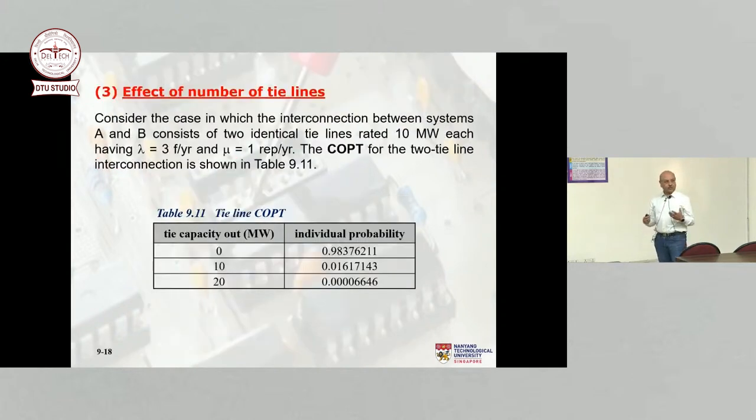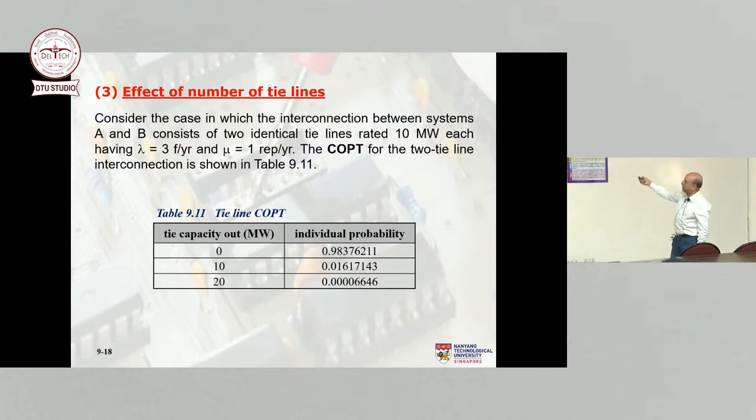Okay, we can also do some more sensitivity studies. We can change one tie line to two tie lines and see how much benefit we derive from there. So now we have a case in which the interconnection between A and B consists of two identical tie lines rated 10 megawatt each. Instead of one tie line of 10, now I've got 10 plus 10, 20 megawatt. The failure rate is still the same. Repair rate is 1 repair per year.